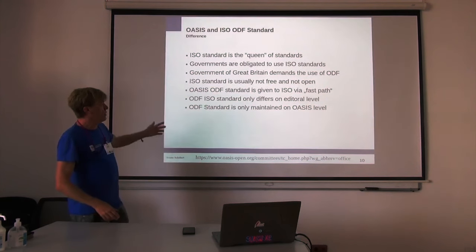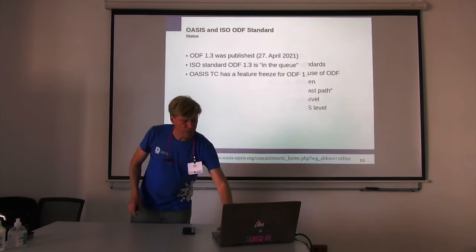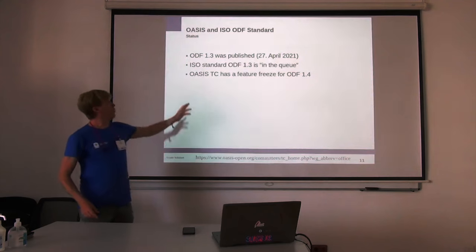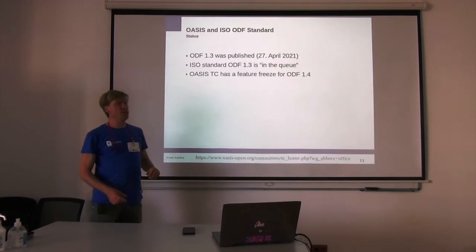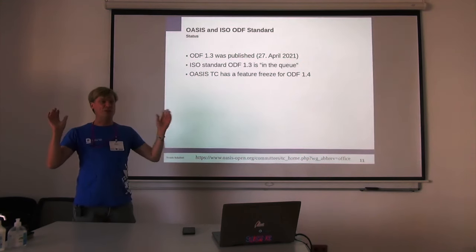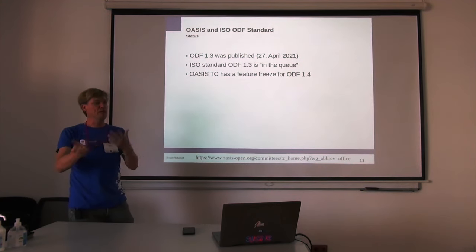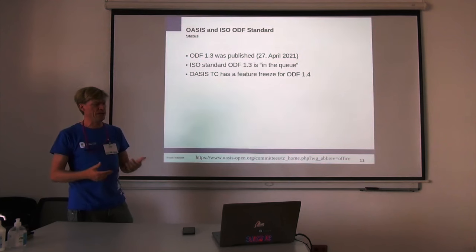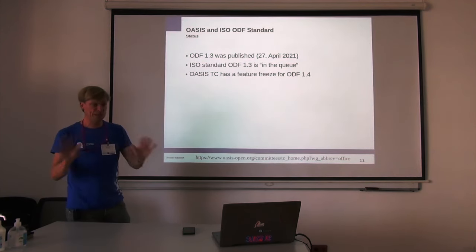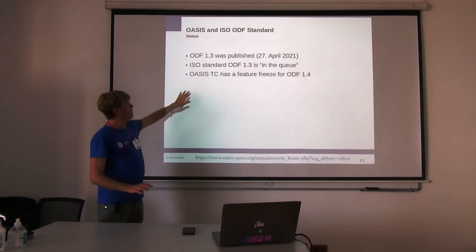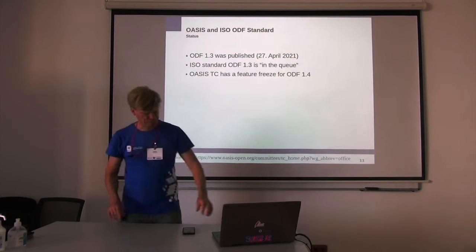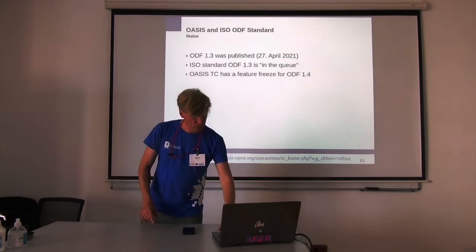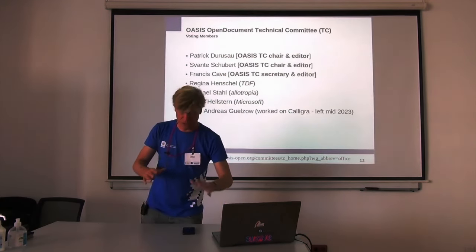And so what is the status? So the status is we have an OASIS standard 1.3. It was published 2 years ago. ISO standard 1.3 is in the queue. There are some editorial problems. They want to, I think, they have to, I'm not sure why the criteria are there to change something. And so let's say it's simply in the queue. I don't go into details. And we, at the TC level, are in the feature freeze phase of 1.4, okay? So talking about the standard, sorry, the TC.